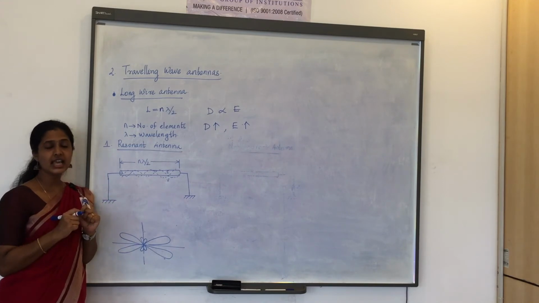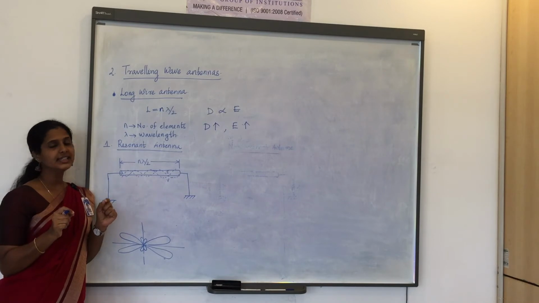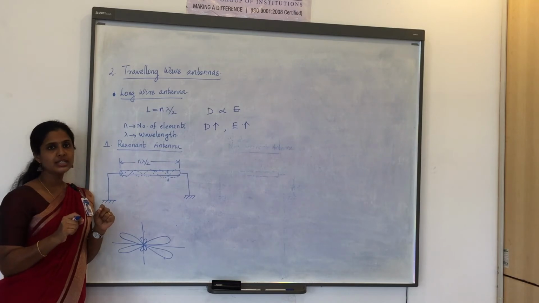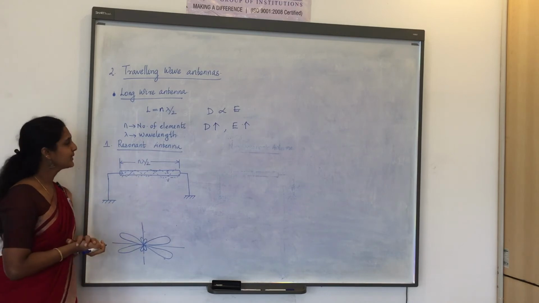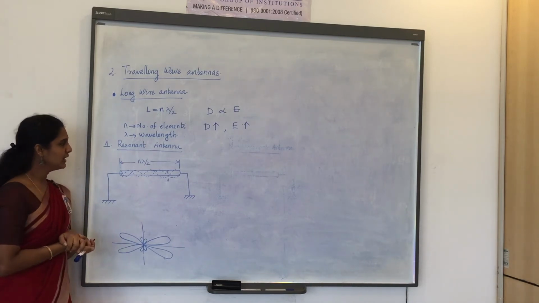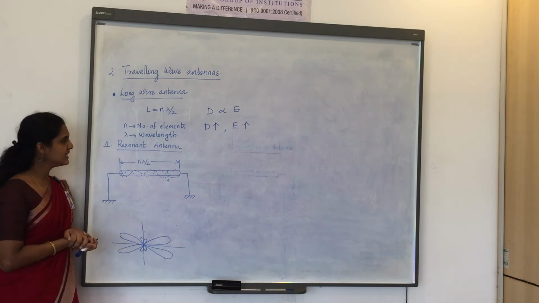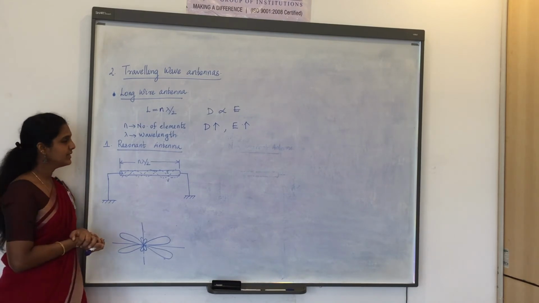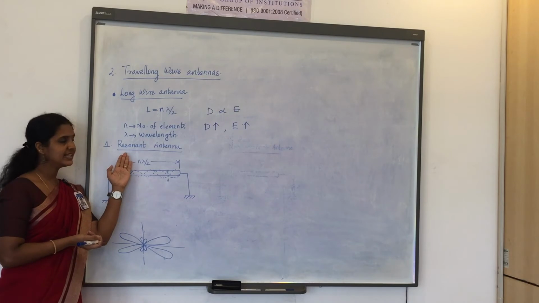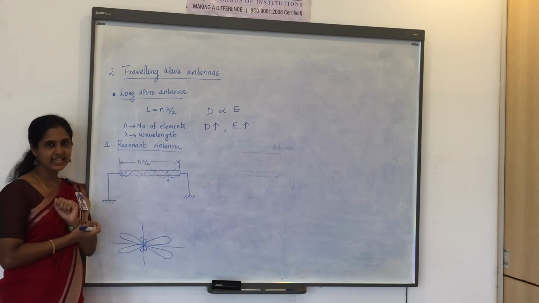Long wire antenna is a combination of dipole antennas. If we are using n dipole antennas, the length of the long wire antenna is L equal to n into lambda by 2. That is the meaning of long wire antenna. We mainly use two types of long wire antenna: one is the resonant antenna, and the other is the non-resonant antenna. The first one we discuss is the resonant long wire antenna, simply resonant antenna.